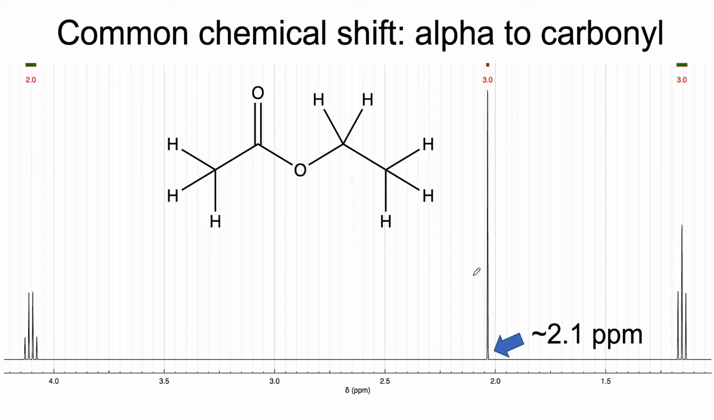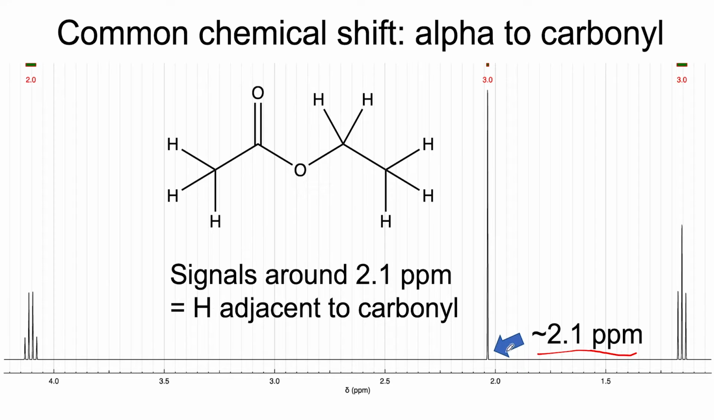The other common trope is the alpha to carbonyl hydrogen. These hydrogens here are alpha to this carbonyl. They're on the alpha carbon. And these hydrogens like to show up at around 2.1 ppm. So whenever you see a signal, it might not be a singlet, though often it is, but if you see a signal near 2.1 ppm, there's a good chance that these hydrogens are 1 away from a carbonyl. Okay, so these types of hydrogens.